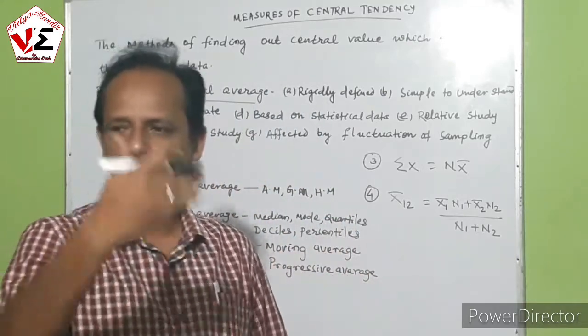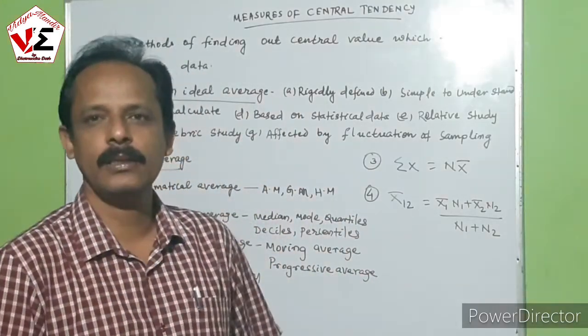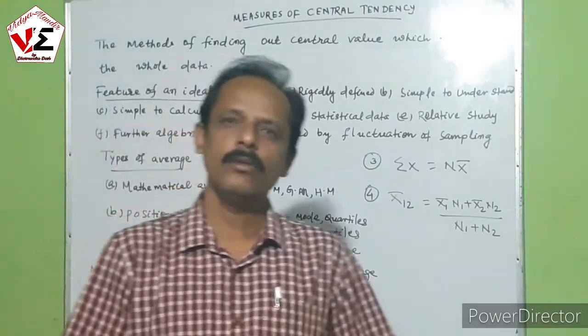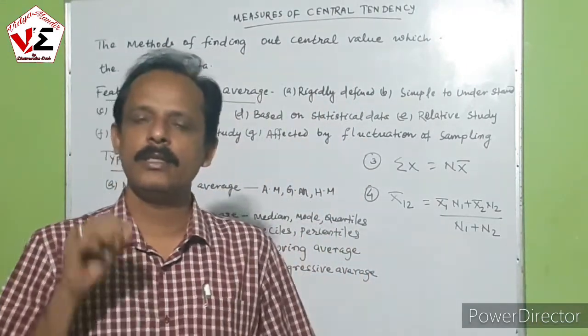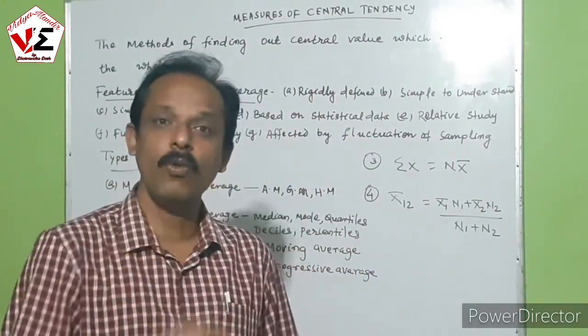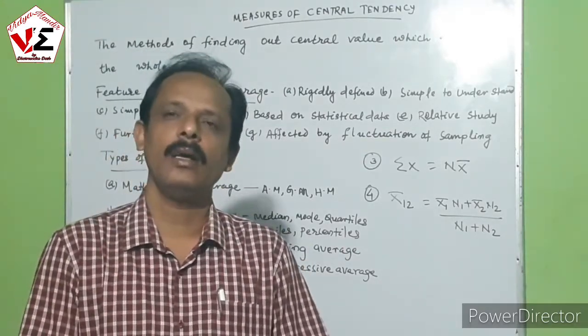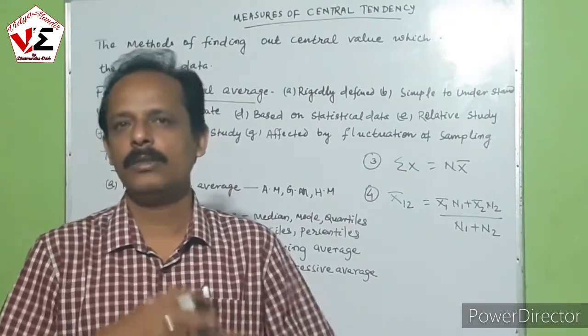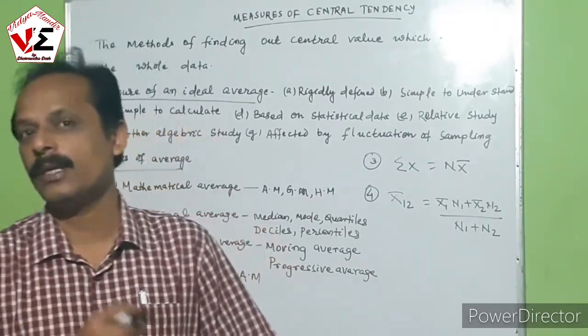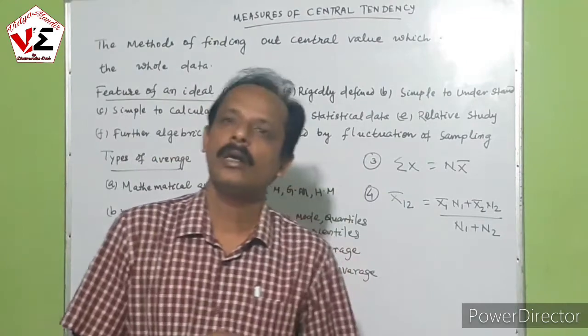Welcome to the next chapter of statistics, measures of central tendency. Students, you know what the measures of central tendency are. That means a single value that describes the whole data, that is typical of the whole data, which you know as an average. So the average is the value that describes the whole data, based on almost all the data.